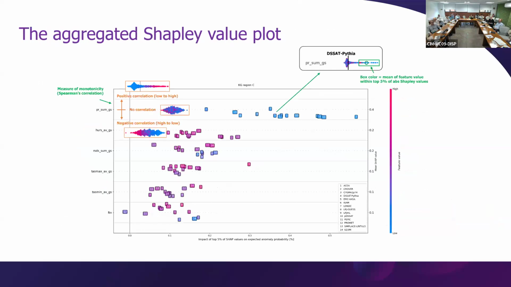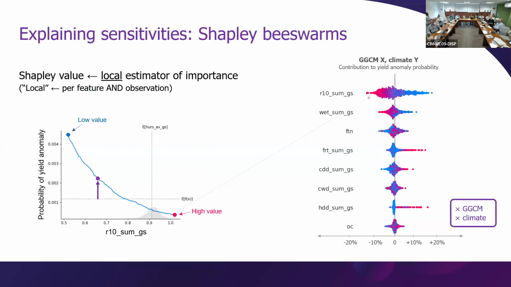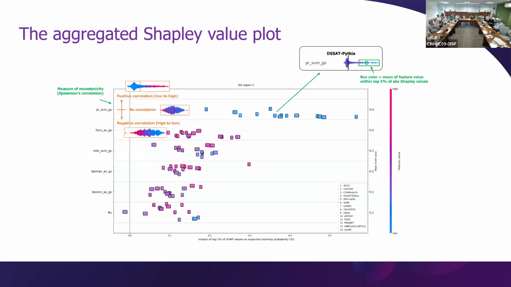And because we can't really show those plots for each GGCM and each climate that we're using, we want to aggregate all the GGCMs per climate. And so we collect only the most meaningful Shapley values, the most extreme ones, the top 5%, and average those. And this gives us one single box per crop model that we can then put on this x-axis. And yeah, you see this comparison of all the models per feature.